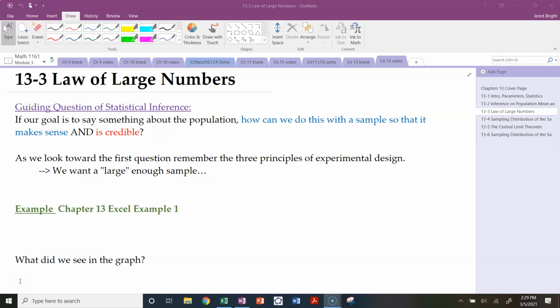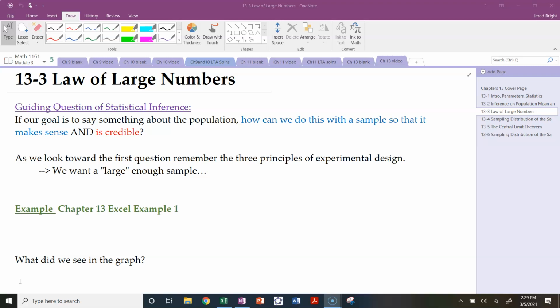All right, welcome back. And again, we're still looking at how to make this inference on the population, right? And we could focus on the mean or whatever parameter we wanted to. Mean is going to be kind of the easiest one for us to begin our discussion of. But again, there's this guiding question: how do we make this inference so that with the samples that it makes sense? And then the credibility piece we already discussed kind of in the last video.